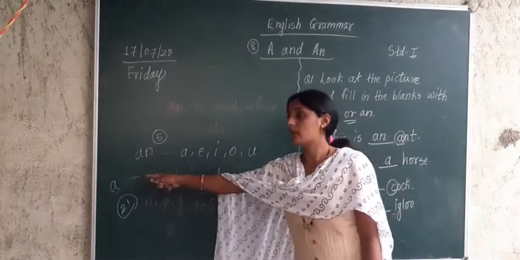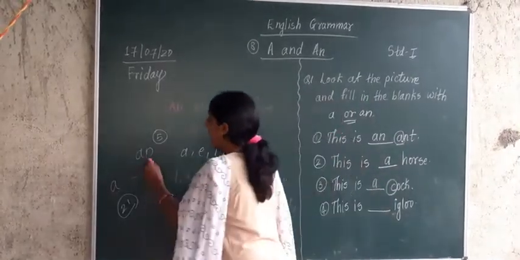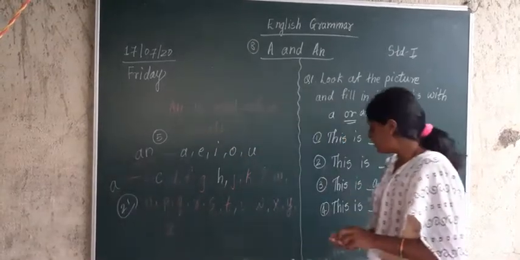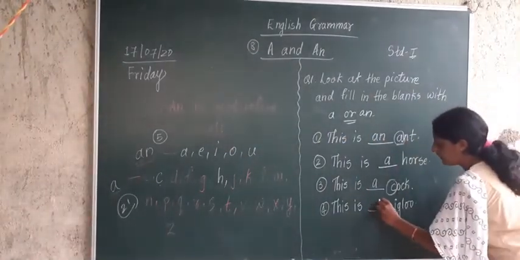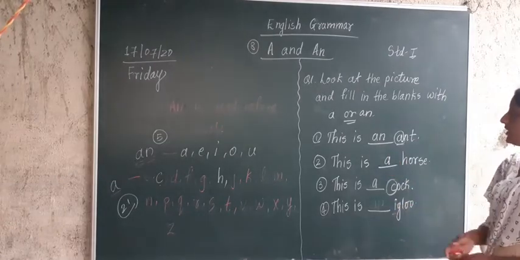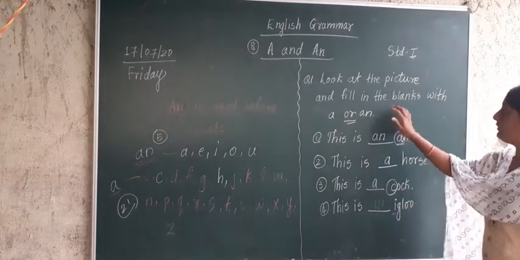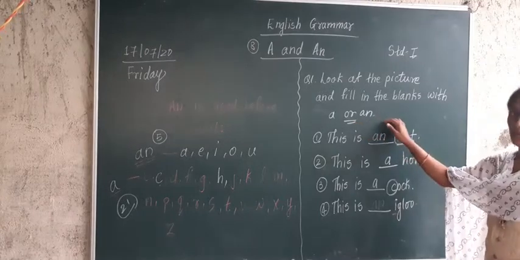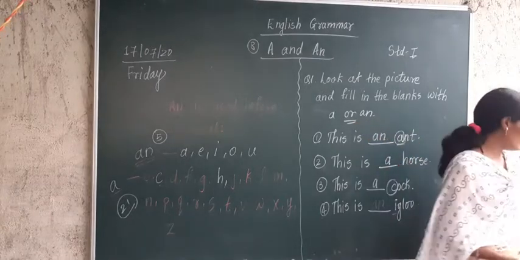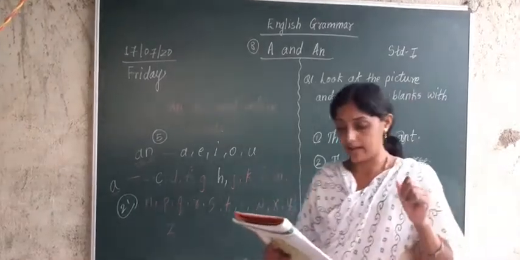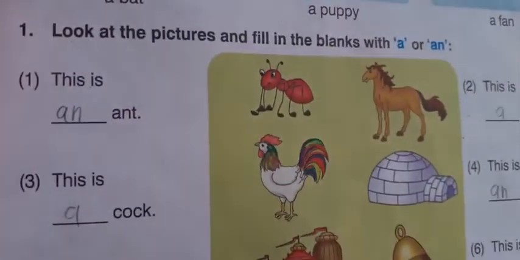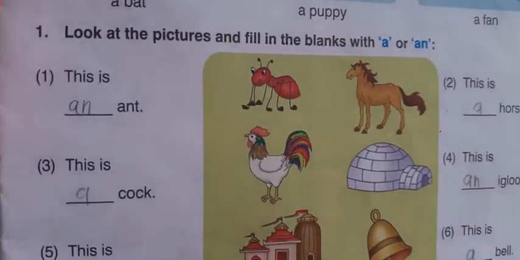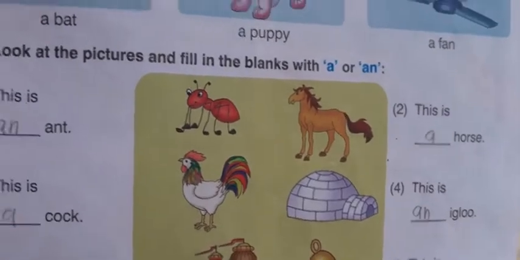Right? Then before a vowel what do we have to do? We have to add an. Understood what we have to do? We have to add an. In this way what have we done? We have done: look at the picture and fill in the blanks with A or an. We have seen pictures. I have shown you the picture of ant, horse, cock, and igloo. Can you see? And see, the first 4 examples are already done. This is an ant. This is a horse. This is a cock. This is an igloo.